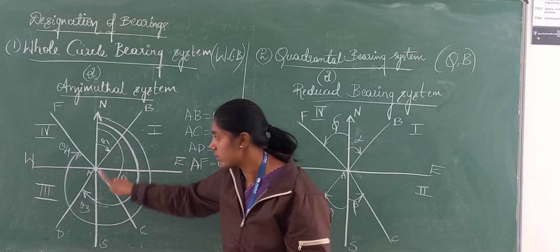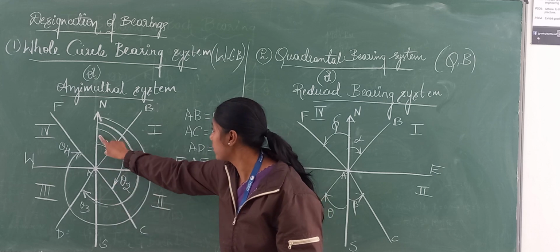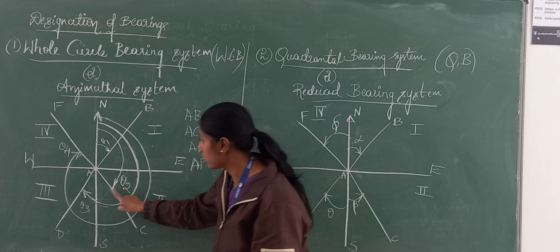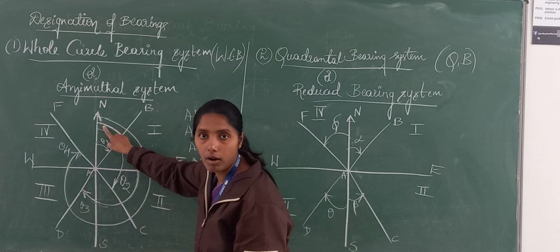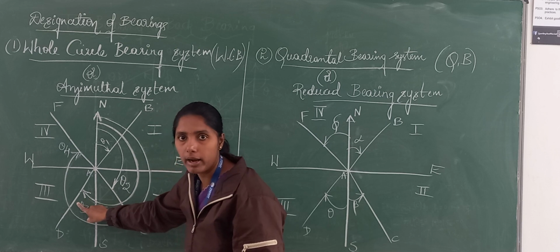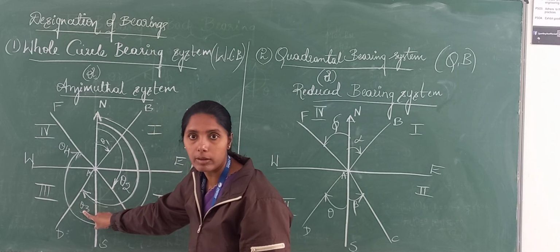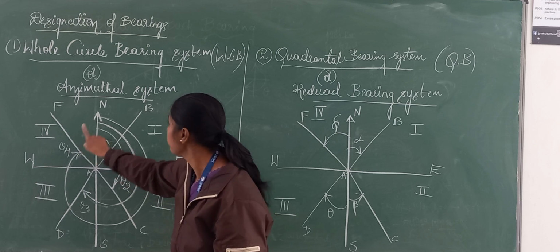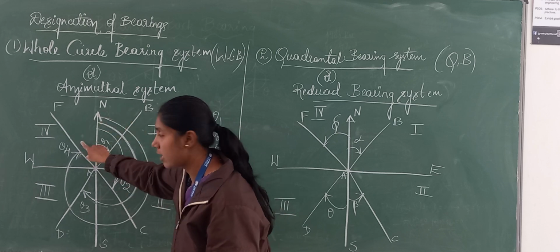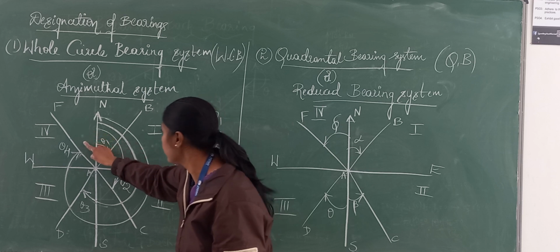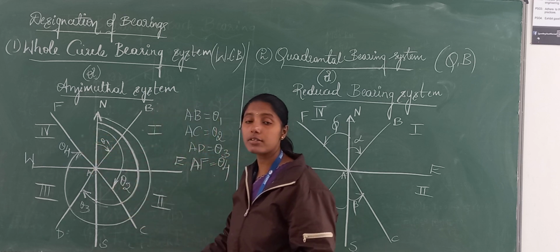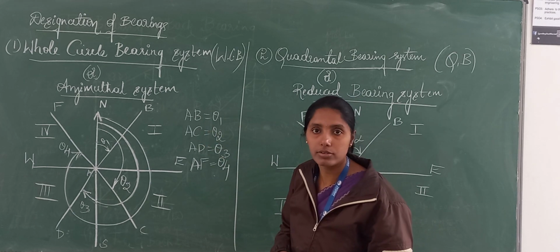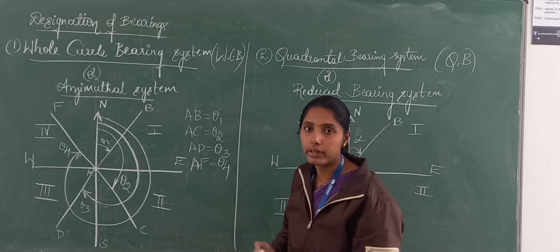If the line is situated in the second quadrant, from the magnetic north towards the line, that is this angle theta 2. If the line is situated in the third quadrant, from the magnetic north towards the line, that is our angle theta 3. And for the line situated in the fourth quadrant, we measure the angle from the magnetic north towards the line, that is the line AF, that is our theta 4. Like this we can measure the bearing of the lines in the whole circle bearing system. This is what about the whole circle bearing system.